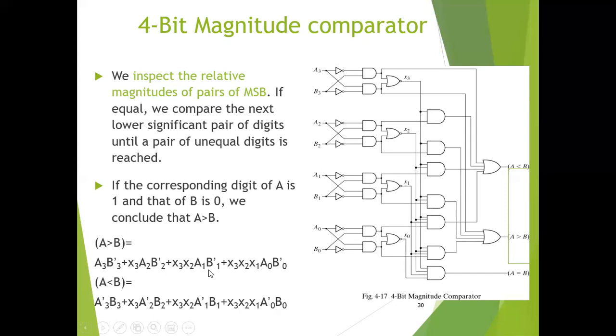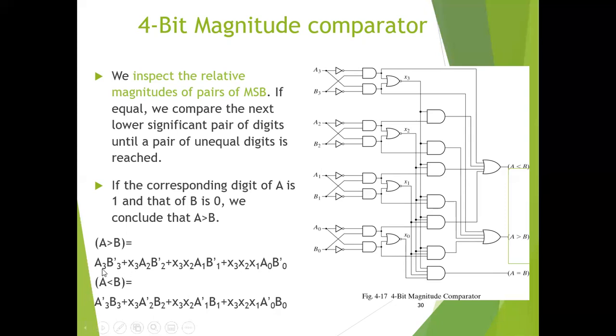At that point, we have to check both x3 and x2. If both are equal to 1, then we check the significant bits A1 and B1. If A1 and B1 are equal, then we move to the next step. If these two are not equal, and A1 is equal to 1 and B1 is equal to 0, then this shows us that A is greater than B. And if both A1 and B1 are equal, then we move to the next significant bit, which is A0 and B0, and we continue this process further.